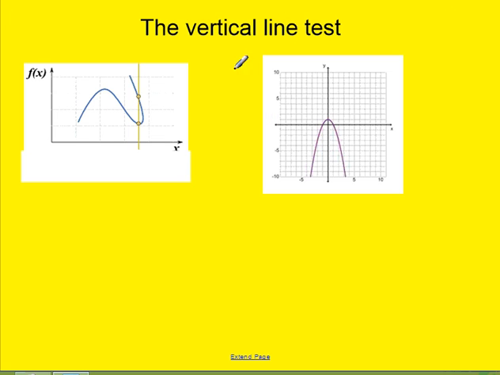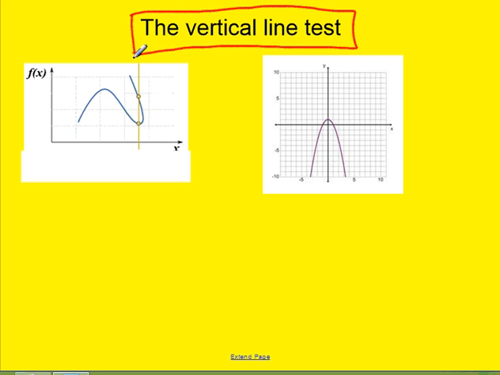Now let's look at graphs. When we have a graph of something, we can use the vertical line test to decide if it is a function. The vertical line test is exactly what it sounds like. It is a vertical line, just like that. If I take my vertical line and put it over the graph of my relationship, it is only allowed to touch the graph at one spot at a time.